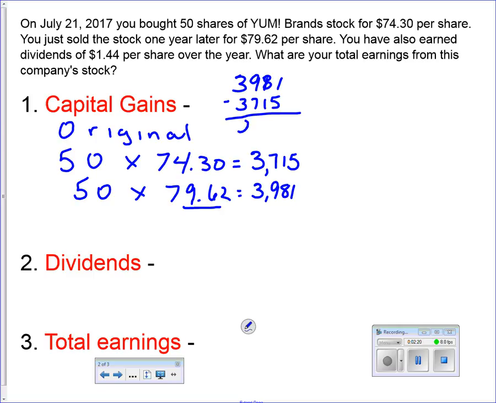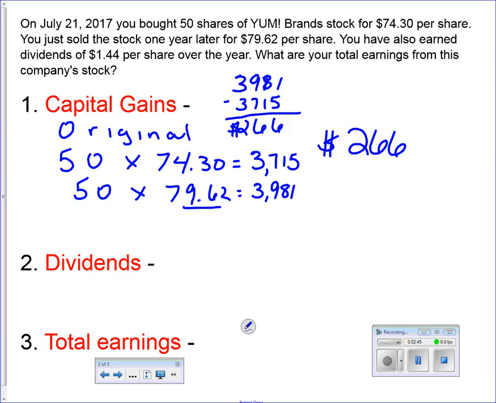And if you do this math, we have $266. And again, we are subtracting here. Okay, so our capital gains for the year is $266. That's how much we earned over the year in this investment. So the next thing is we're going to take a look.